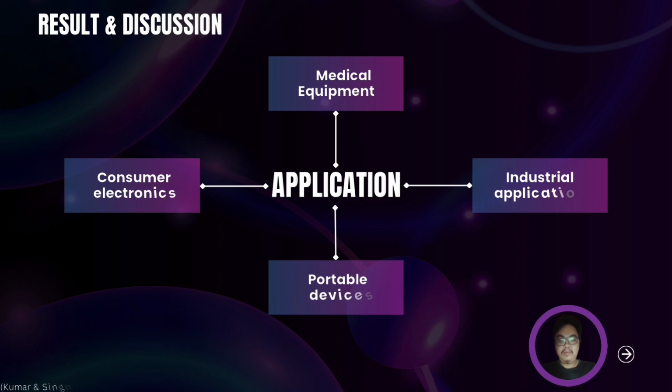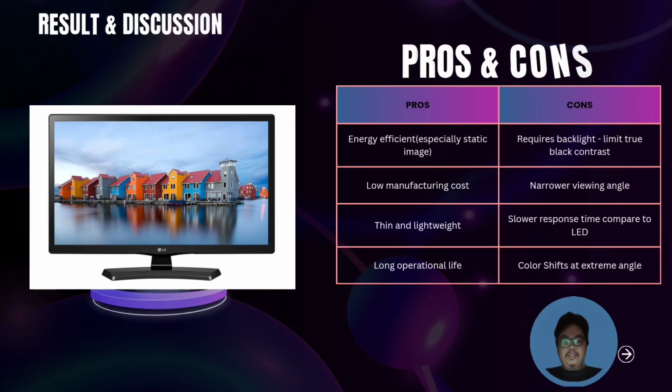Moving on, let's talk about the applications of LCDs. The first one is consumer electronics such as TVs, monitors, or smartphones, as in the mid-range models. The next one is portable devices such as digital watches, calculators, or e-book readers. It is also applied industrially to make instrument panels, diagnostic displays and control systems, and last but not least, it may also be used in medical equipment such as heart rate monitors or ultrasound displays.